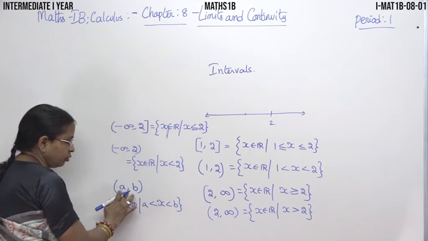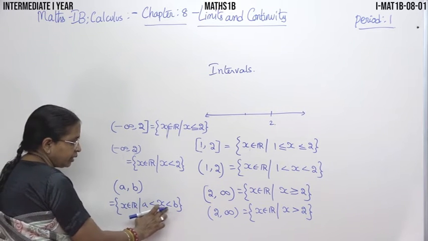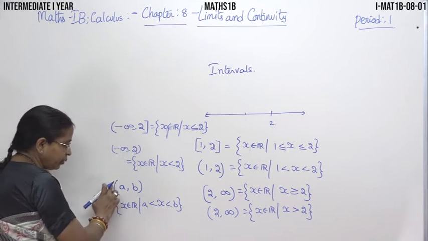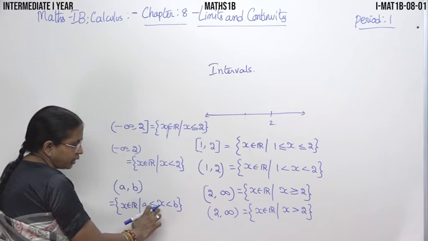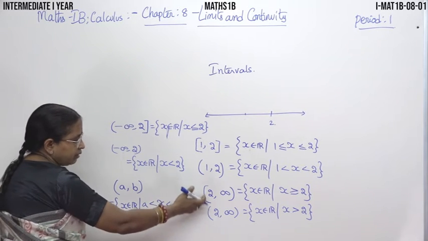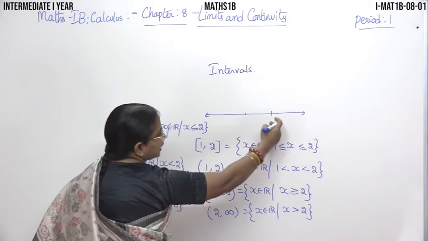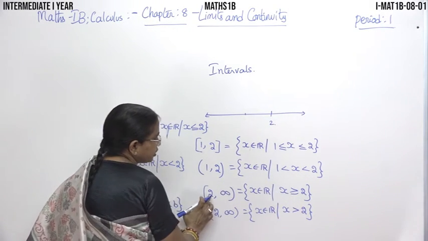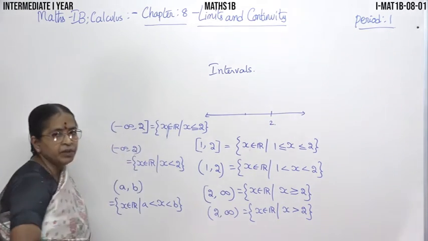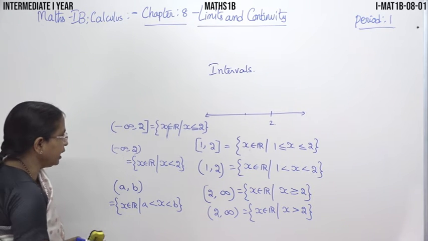So here I am putting open brackets, so a and b are not included. If I put closed brackets, then I should write equal to here. In the same way, you can write the set of all real numbers greater than a. Greater than a means I should write (a, infinity), like that. So this is all about the intervals.